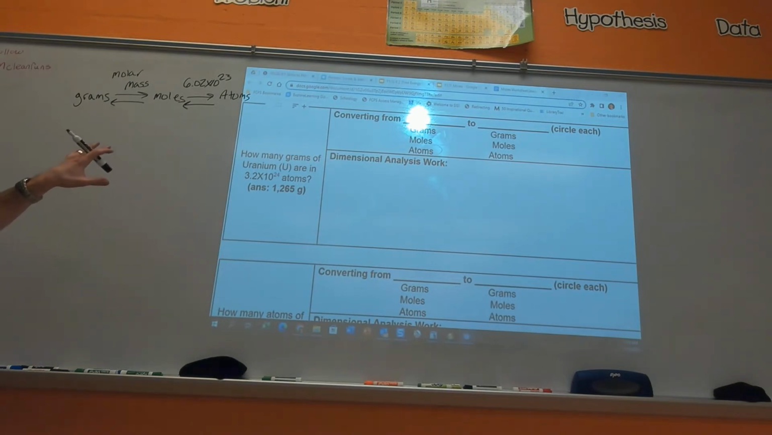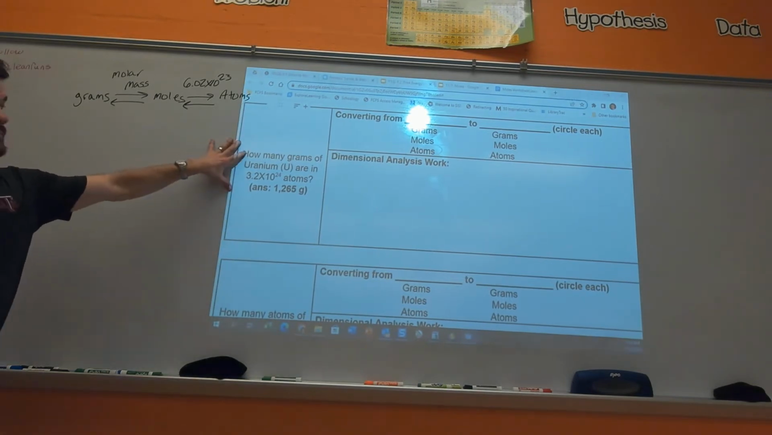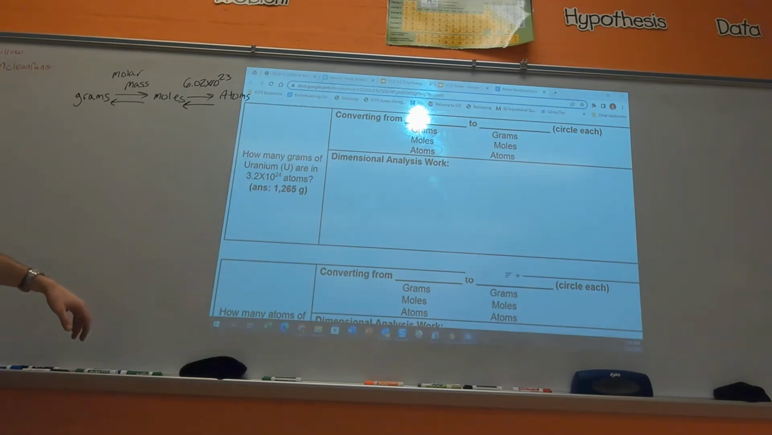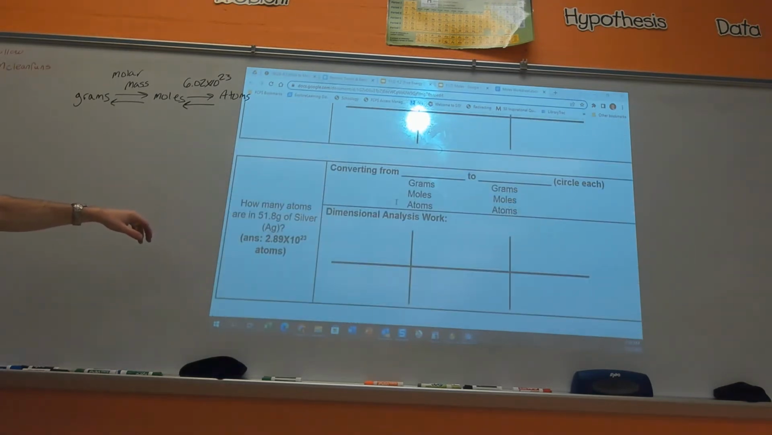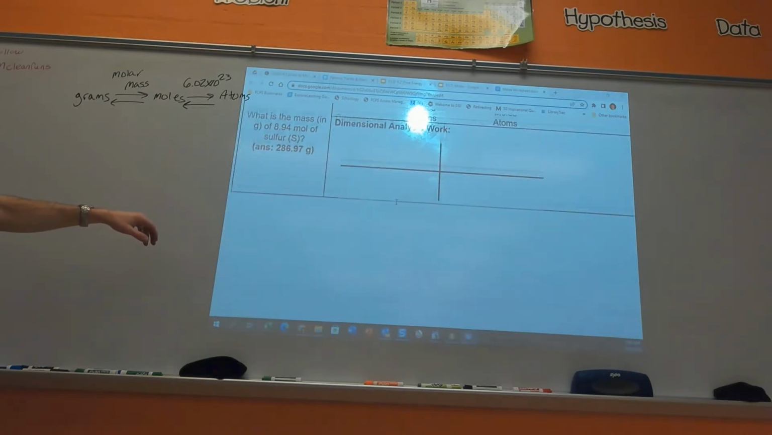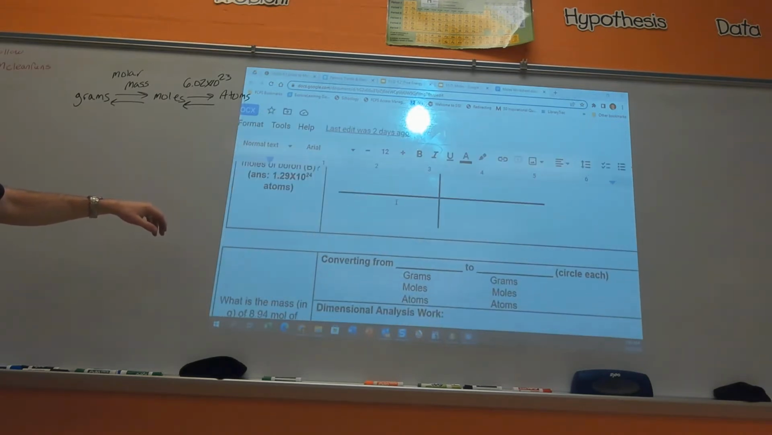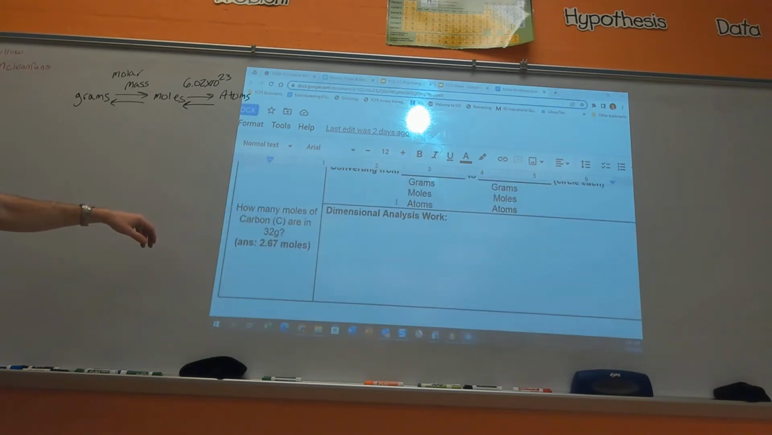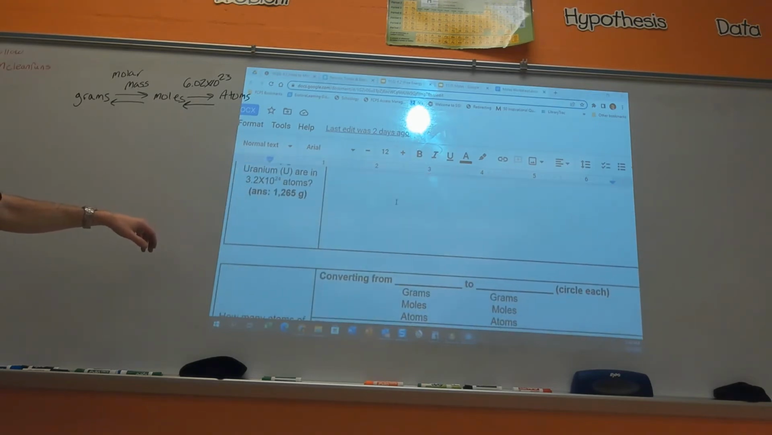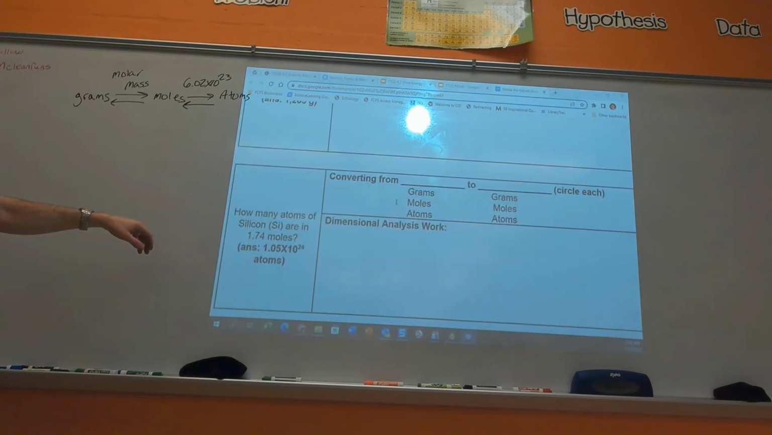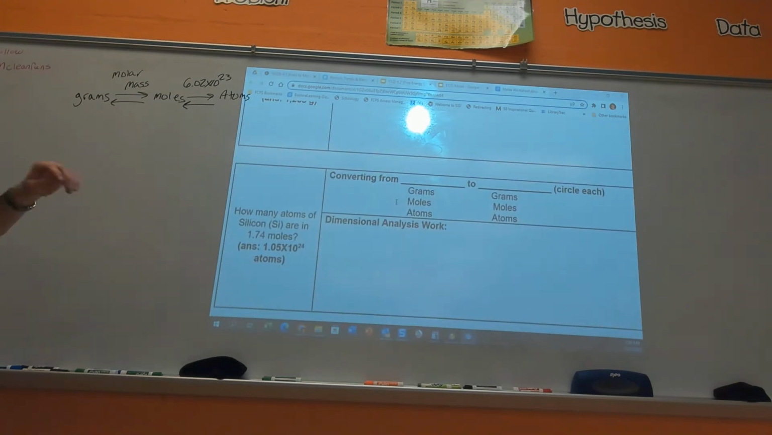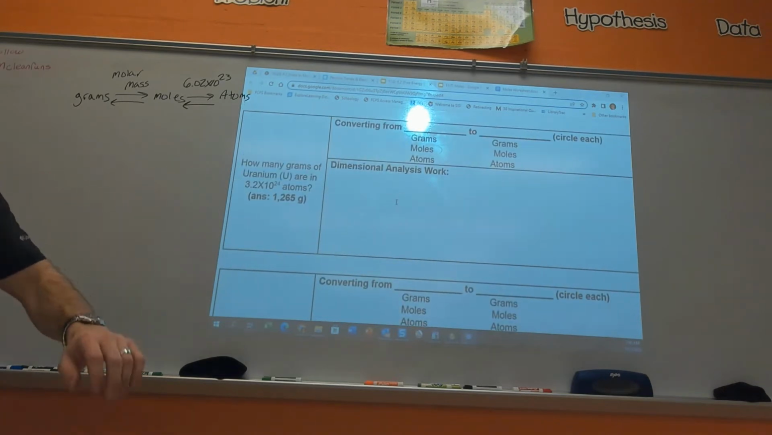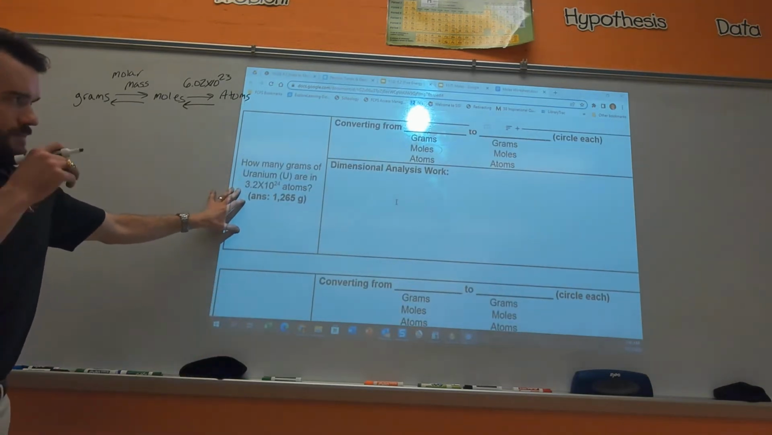So if you go to the very back part of that worksheet, towards the bottom. Goodness, my computer's being slow. All right, this is the third page towards the bottom.